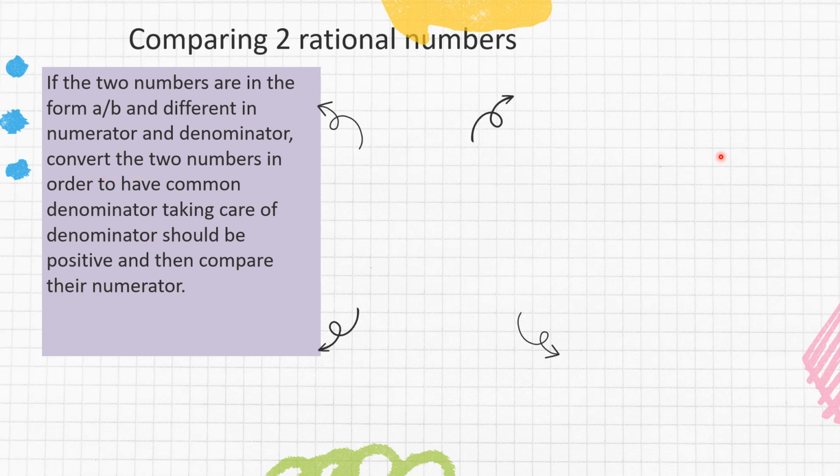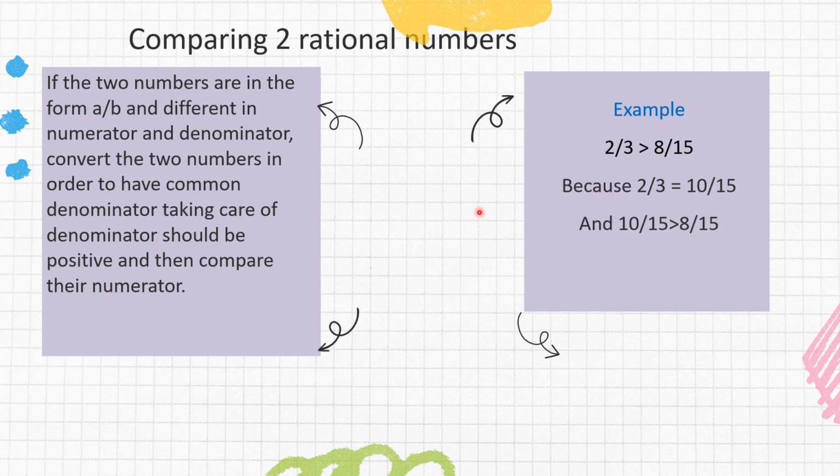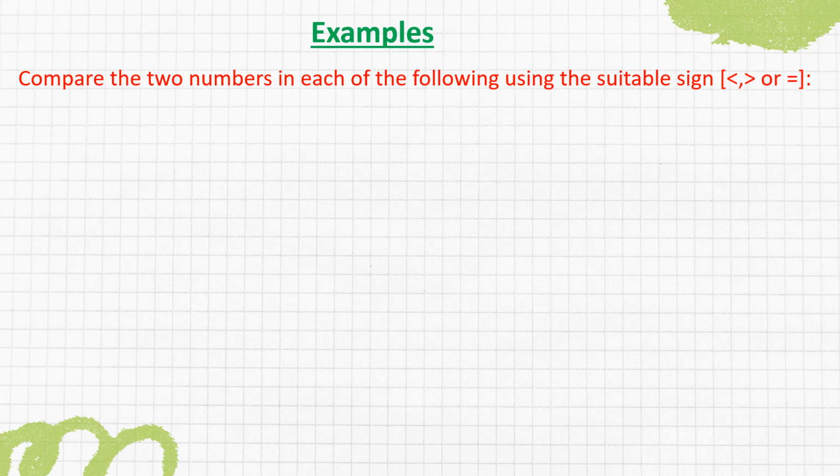And an example: 2 over 3 and 8 over 15. Which is greater? 2 over 3 is greater. Why? Because when we convert 2 over 3, it becomes 10 over 15, and 10 over 15 is greater than 8 over 15.